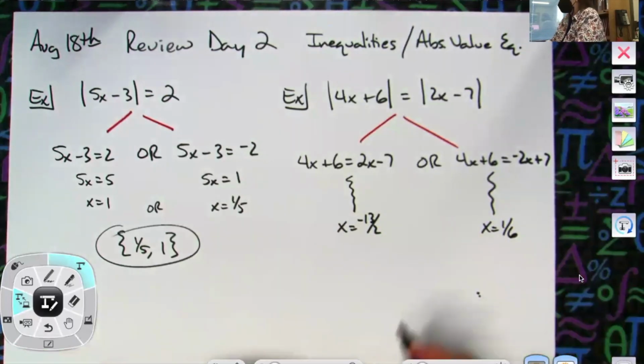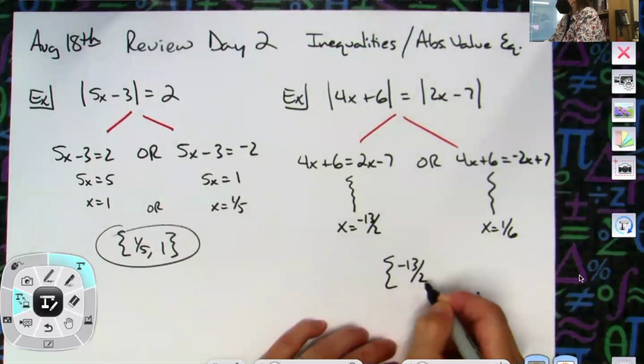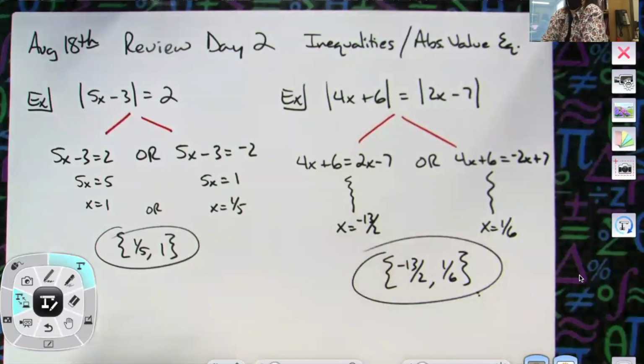Okay, so again, I'd probably write your answer in set notation. So negative 13 halves, 1/6. Okay, and we ought to be pretty good there. The algebra steps there, I'm assuming that we don't need to keep going over that because you're probably going to be pretty good at that at this point. All right, everybody good?